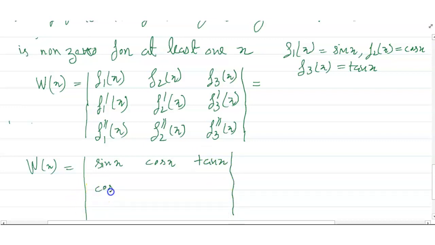cos x, minus sine x, sec square x, minus sine x, minus cos x, 2 sec x into 2 sec square x, sec square x into tan x.